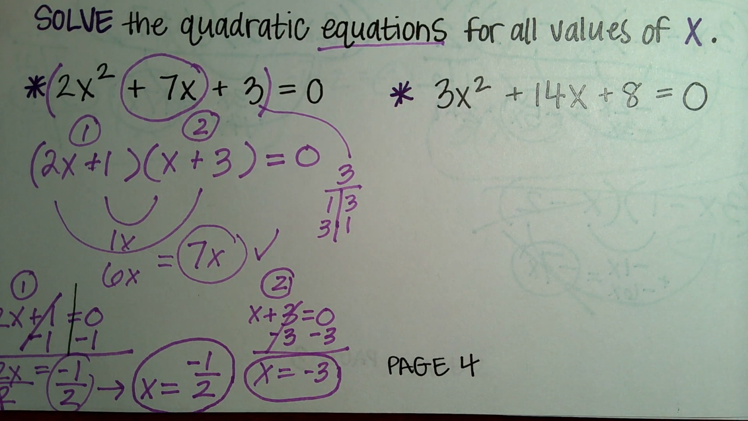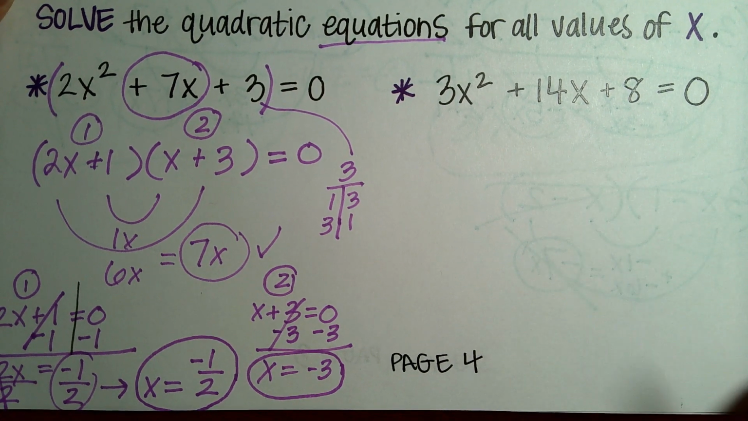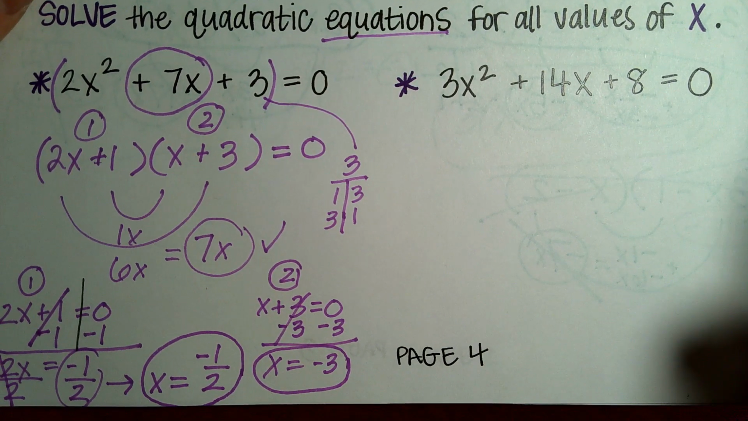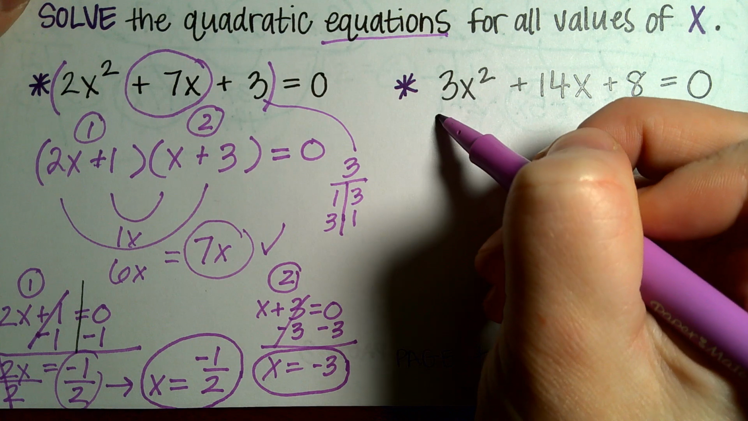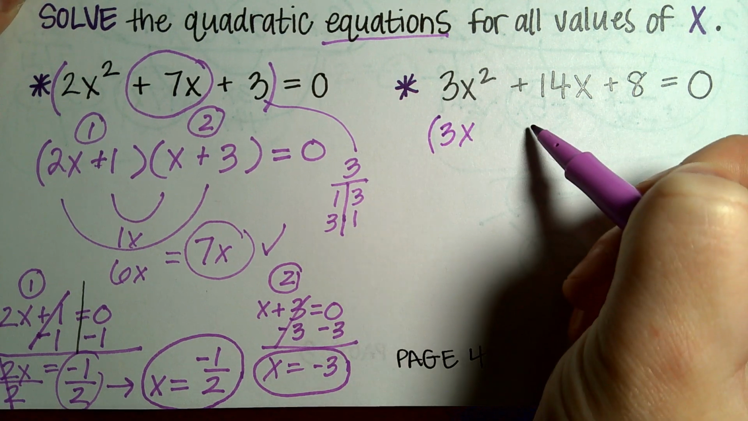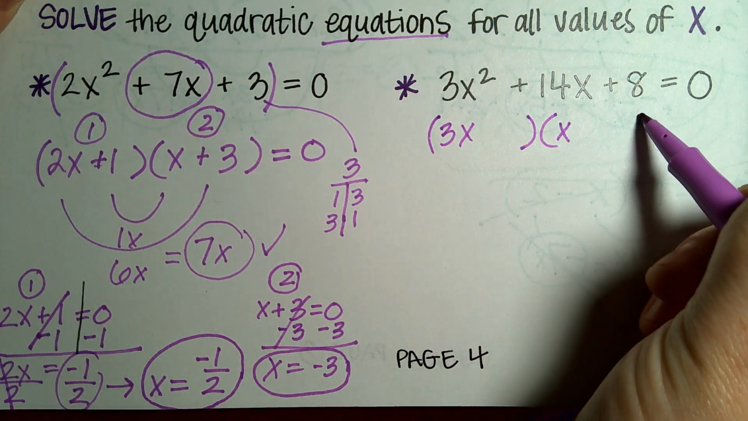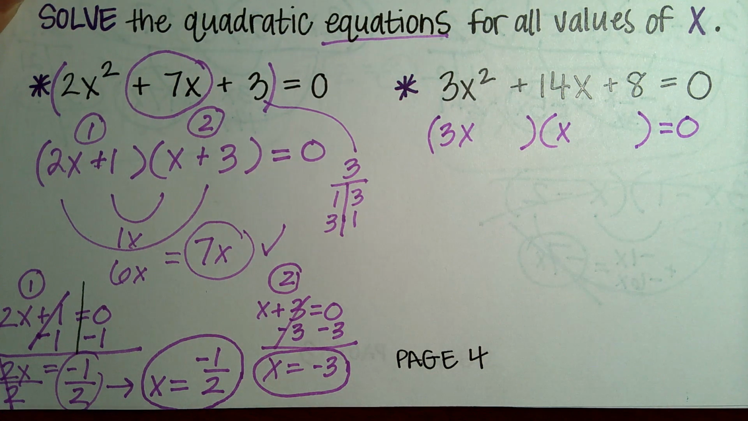3x squared plus 14x plus 8 equals 0. Is there a greatest common factor? No. Nope. So my answer needs to be 3x and x equals 0.